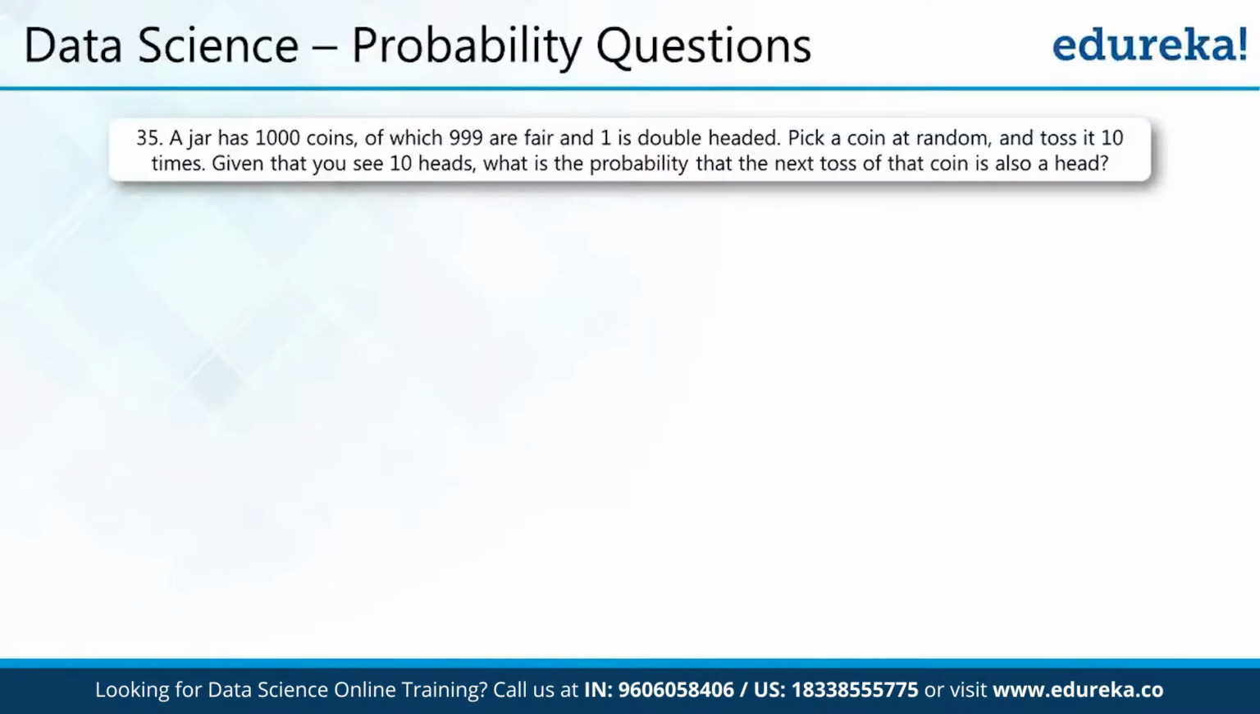Given that we have already seen 10 heads in those 10 tosses of the coin, what is the probability that the next toss of the coin is also going to be a head? We are given a statement here that 10 heads are already seen. What is the probability that the 11th toss would be a head? Okay, so let's see how we approach this.